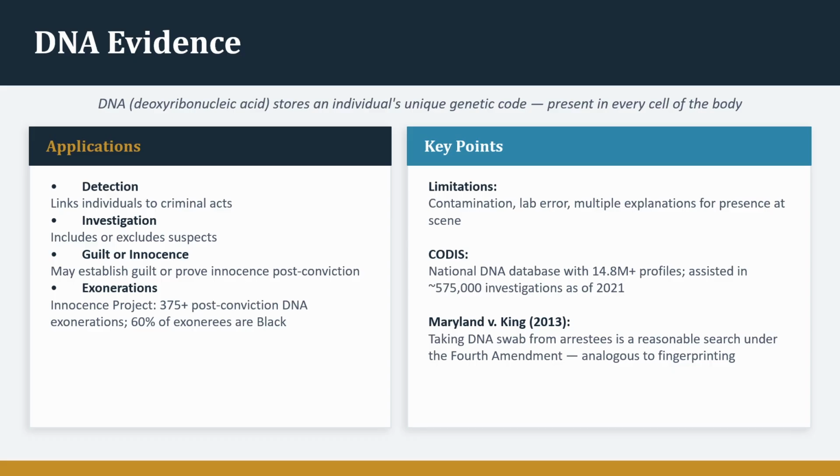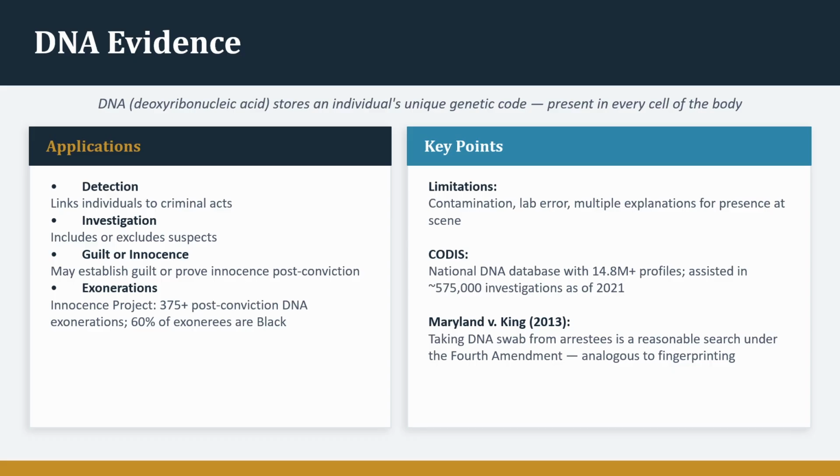The Innocence Project at Cardozo Law School has secured more than 375 post-conviction DNA exonerations in the United States. The average exoneree served 14 years in prison before being freed. 60% of those exonerees are African American. 21 were on death row. These are not abstract statistics. They represent specific people who were wrongfully imprisoned, often for decades, because the other evidence against them looked compelling at the time. DNA is not, however, a perfect tool.